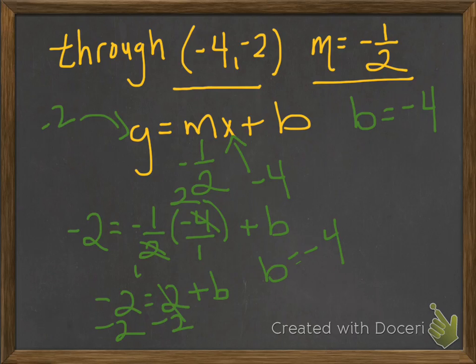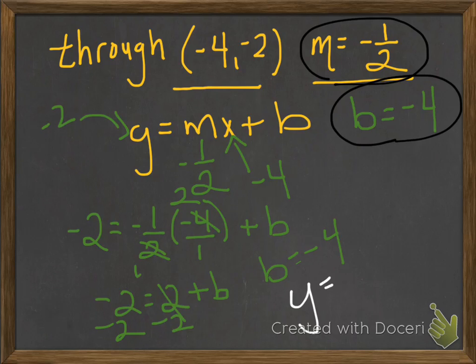Let me use a different color here. I have all my components. I have b is -4, and they already gave me my slope, which is -1/2. So how do I write that in slope-intercept form? I just plug in my players. I have y equals, and let me do a little color code here. I want to put my slope in yellow, right? So -1/2, that's my m, and then x plus, and then my b is -4.